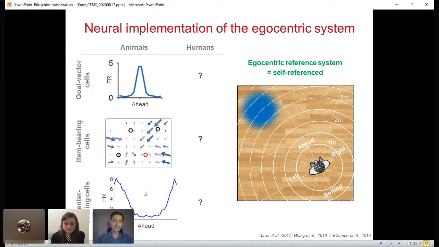And thirdly, last year, center-bearing cells in the rodent posterior cortex have been identified, which activate as a function of the egocentric direction of the center of the environment relative to the navigating rodent. In this case, for example, shown in the lower row of this slide, the center-bearing cell activates whenever the rodent navigates away from the center of the environment. In humans, basically the single neuron mechanisms of the egocentric reference system are unknown.